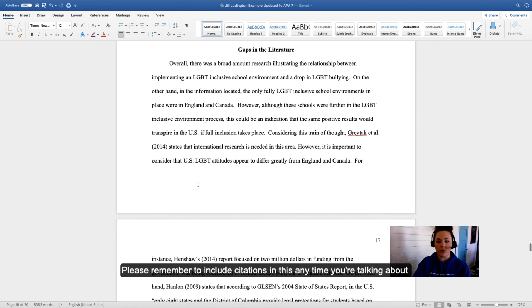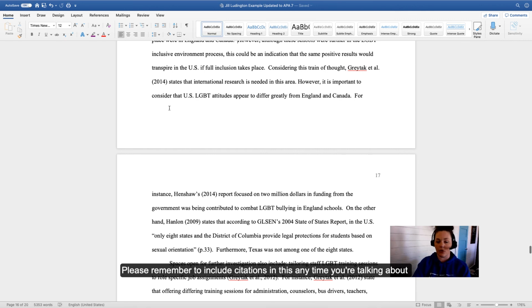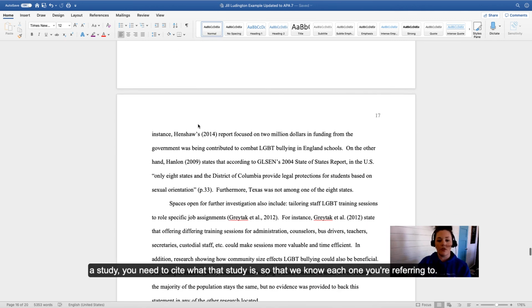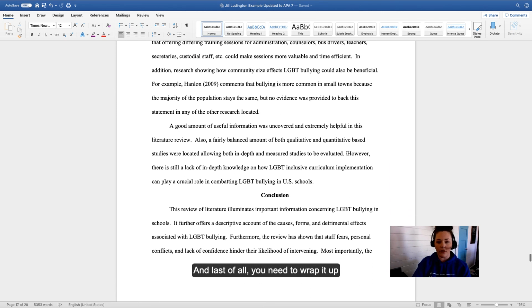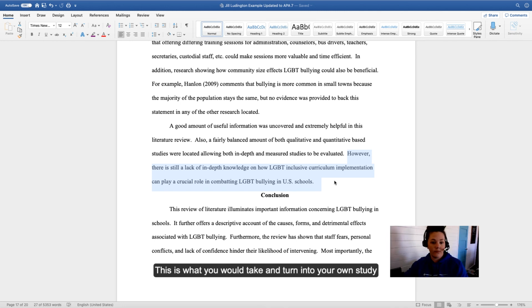Please remember to include citations in this. Anytime you're talking about a study, you need to cite what that study is so that we know which one you're referring to. And last of all, you need to wrap it up with, like, here's really what the next study needs to focus on. Offer your suggestion for future research. This is what you would take and turn into your own study if we were actually going to go through with a full proposal and a full research study.